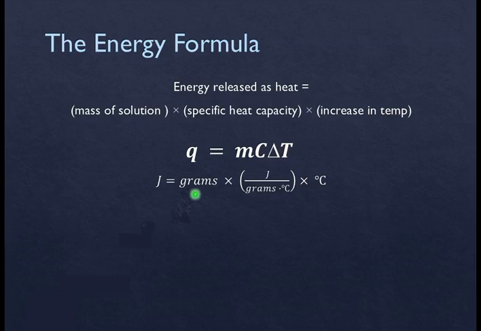The energy formula, Q equals mc delta T, we're familiar with. Energy released as heat is equal to mass of solution times specific heat capacity times the increase in temperature. If we're consistent with the increase in temperature, it allows us to do calorimetry. That way we don't have to change any signs to negative.